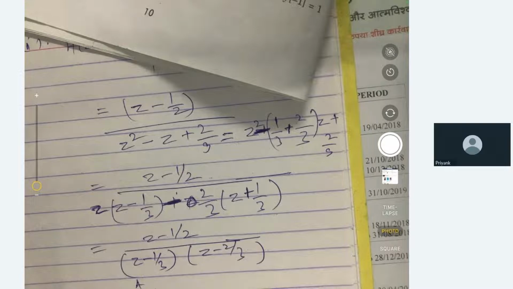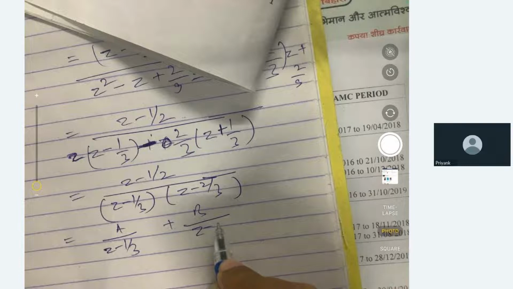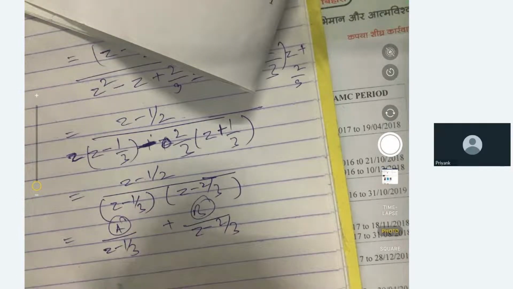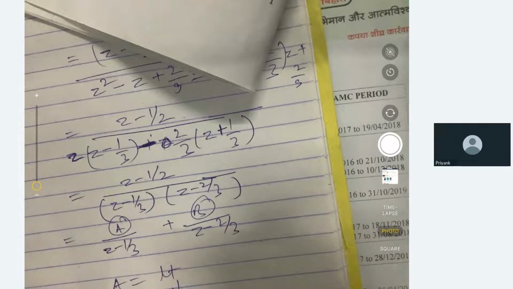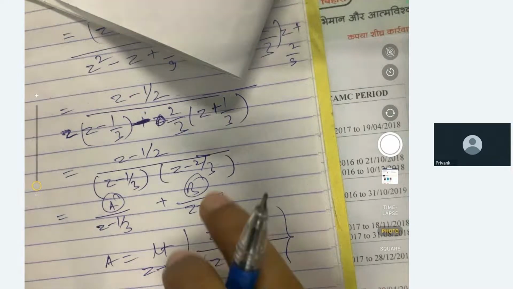Okay, so I am going by this only, B upon Z minus 2 by 3, and finding out A and B is easy. This value of A will be equal to limit Z tends to 1 by 2 of Z minus 1 by 2 upon Z minus 2 by 3. In this way we can find out A easily and B easily, and then we will find out the inverse Z transform of this.